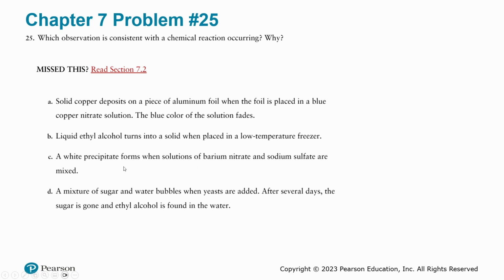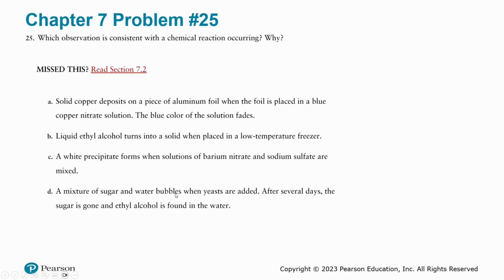So number C, we've seen this. A white precipitate forms when barium nitrate and sodium sulfate are mixed. We didn't see it with sodium sulfate and barium nitrate, but we saw this with calcium nitrate and sodium carbonate. Calcium carbonate precipitates out. That was our indication that a reaction happened. So C, definitely a reaction. We've seen this one. We can feel comfortable with this.